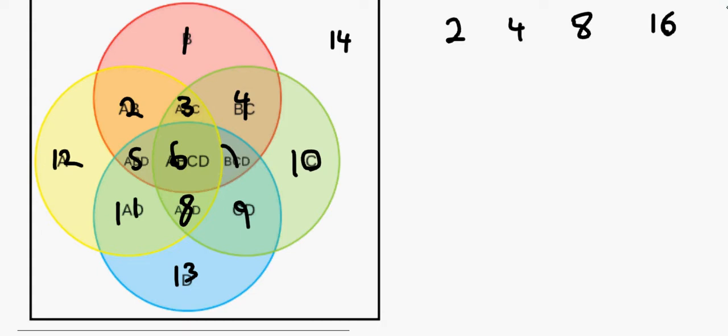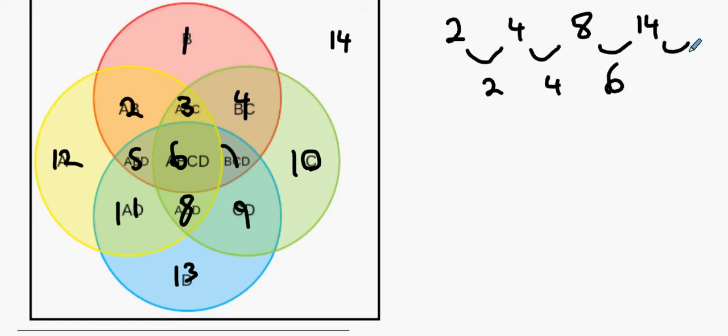Let me show you. What's the gap between 2 and 4? 2. What's the gap between 4 and 8? 4. What's the gap between 8 and 14? I'm going to go for 6. So 8 goes to 14. The next one will be 22. 5 sets will have 22. Everybody get that? Yeah. Now I can predict.